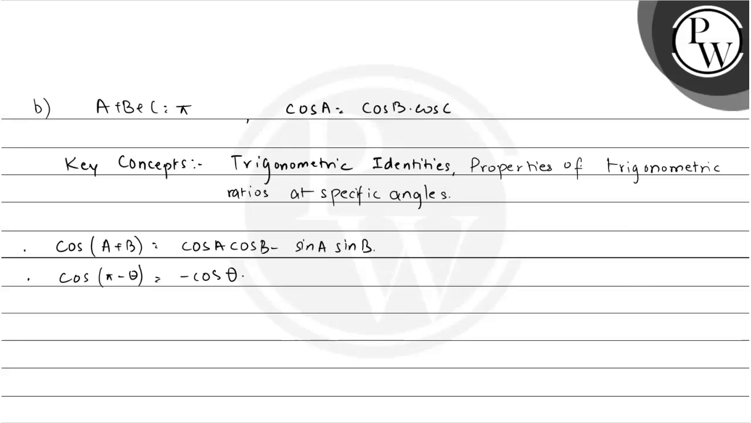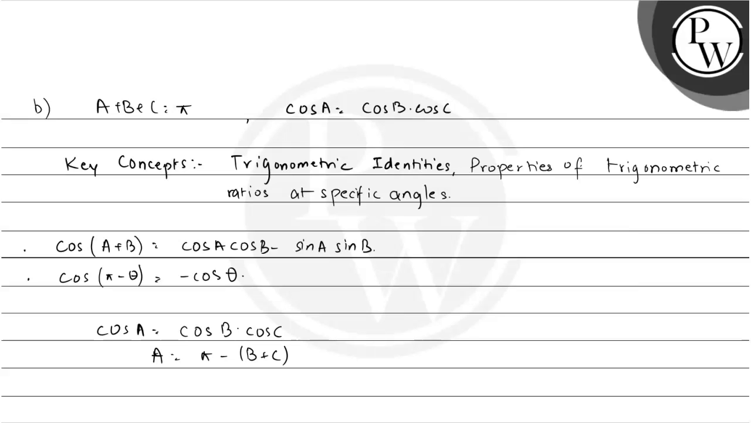Alright. So we are given that cos A equal to cos B times cos C. So cos A equal to cos B times cos C. And as we are given A plus B plus C equal to pi, I can say that B plus C is equal to pi minus A.